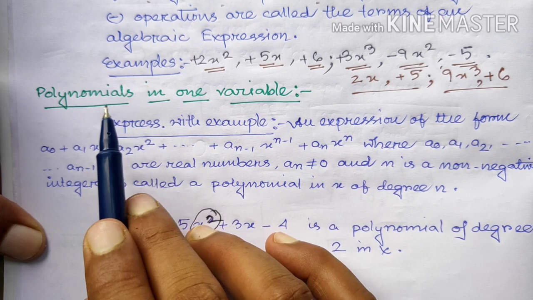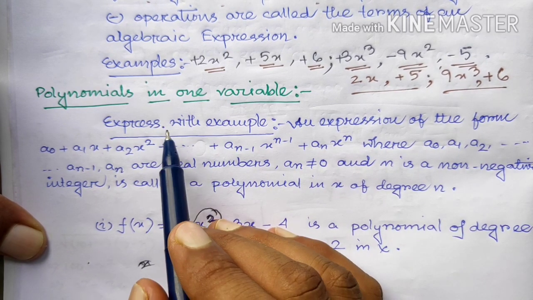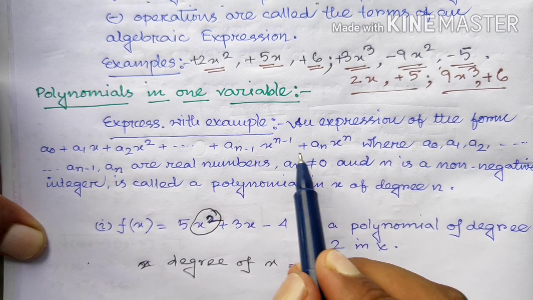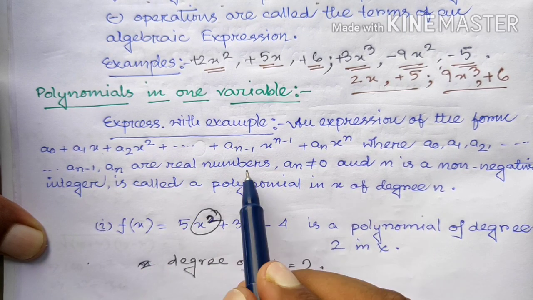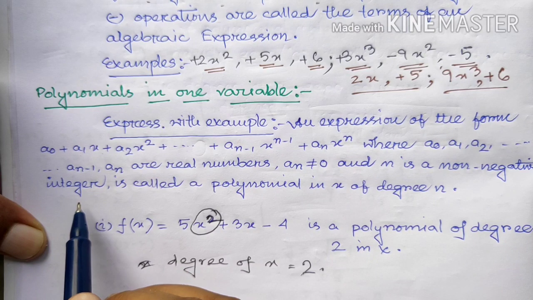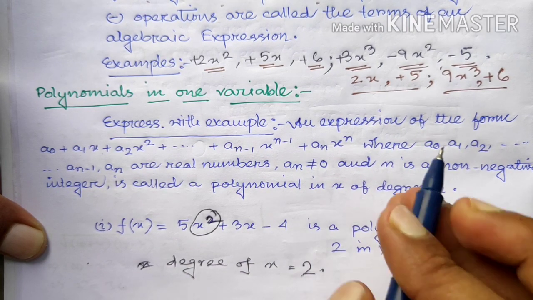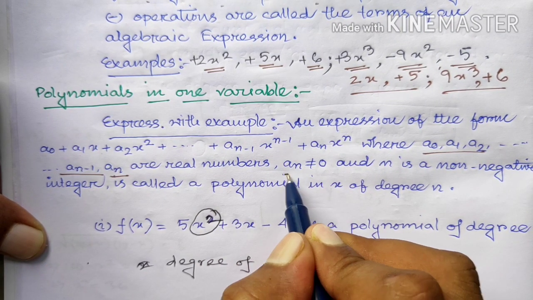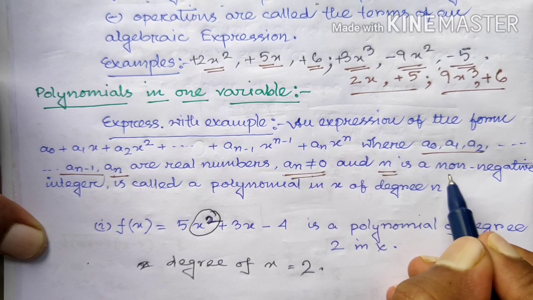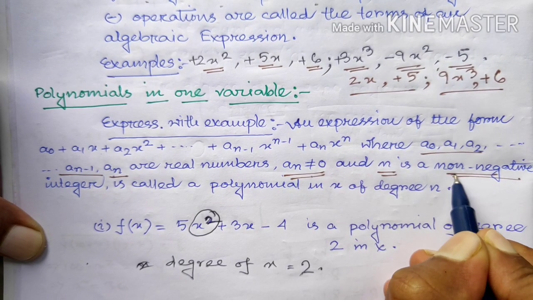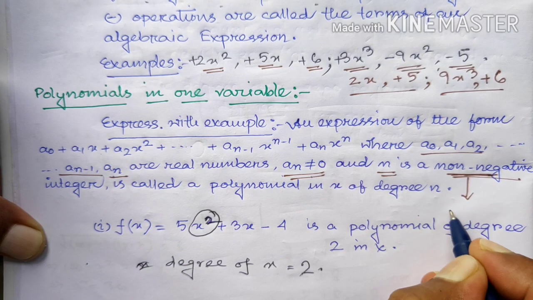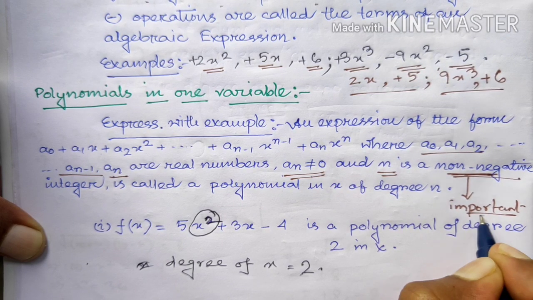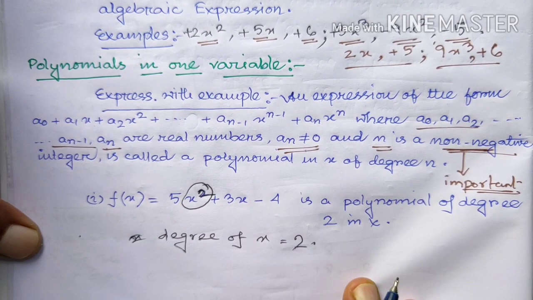Now for polynomial in one variable. An expression of the form a0 plus a1x plus a2x square plus ... plus an minus 1 x to the power n minus 1 plus an x to the power n, where a0, a1, a2, an minus 1 and an are real numbers and an not equal to 0, and n is a non-negative integer, is called a polynomial in x of degree n. Here non-negative integer is the important part.